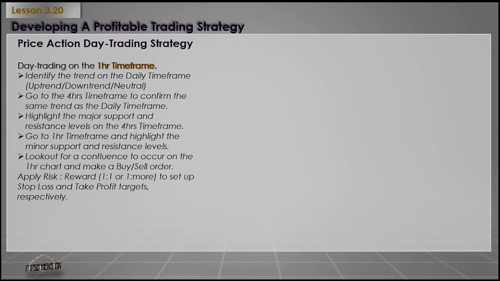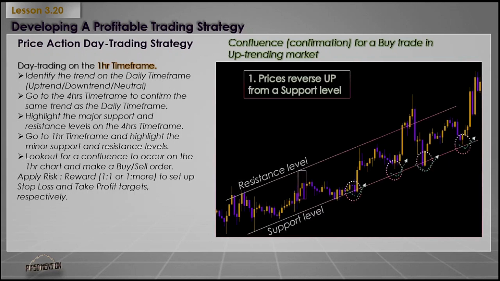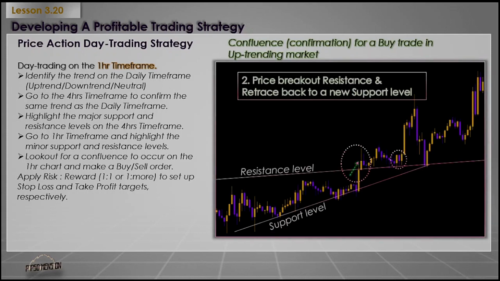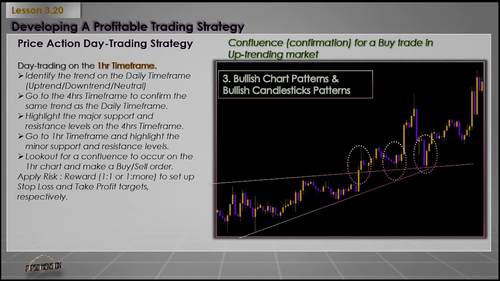Now, the next thing to do is to wait for a confluence. If you identify the trend to be going up, then you can look out for these bullish technical factors as a confluence to make a buy trade. 1. When the current price is reversing back up from the support level. 2. When the current candle breaks the resistance level and reverses back to make a new support. And 3. When there is the formation of bullish chart patterns and bullish candlestick patterns.